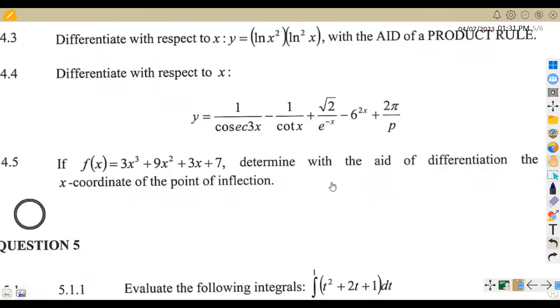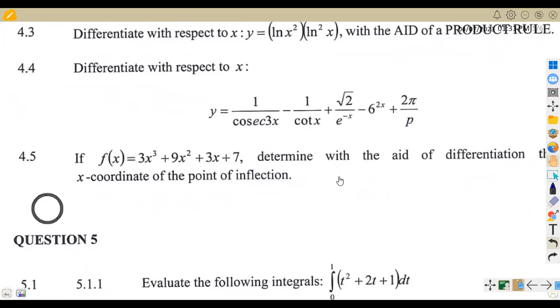On question 4.4, we are now to differentiate with respect to x. All right, so as we know, to differentiate with respect to x, we are supposed to have these expressions in simplest form. So do we have these in simplest form? Okay, let's check. 1 over cosec. So we know that 1 over sine x gives us cosec x.